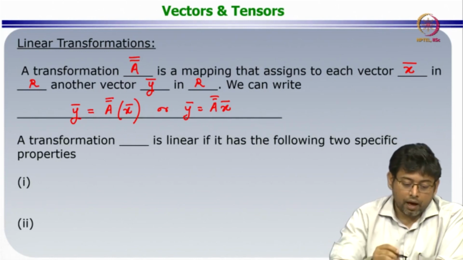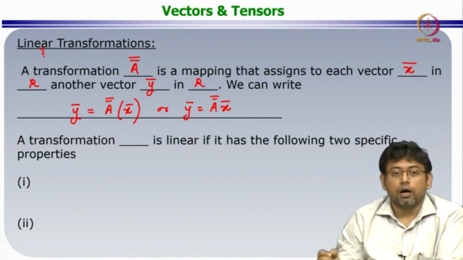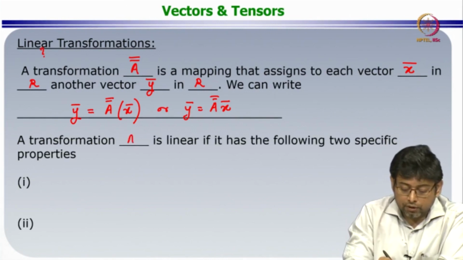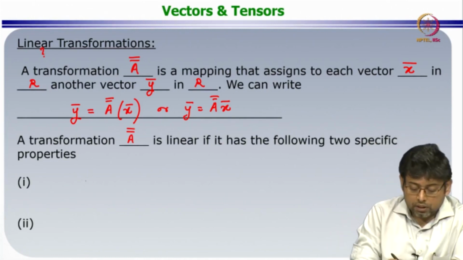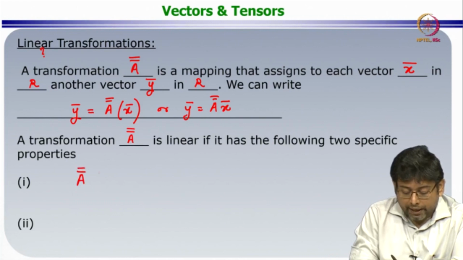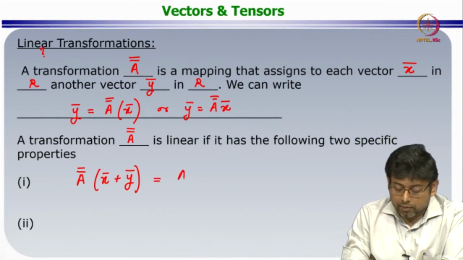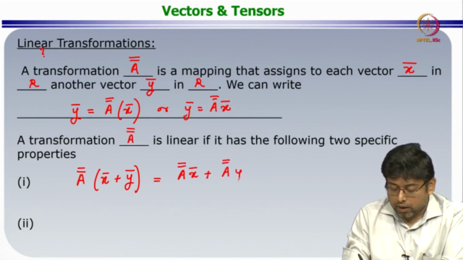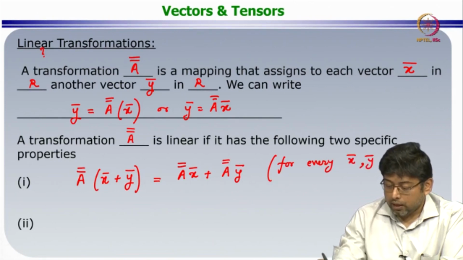But this is just a transformation, and this is not yet linear. So how do you make a transformation linear? If it has to be linear, it has to be subject to a couple more specific properties. Let us say you have A acting on the sum of 2 vectors x and y. Then if the transformation is linear, it can be written as Ax plus Ay, and this has to be true for every x, y in R.